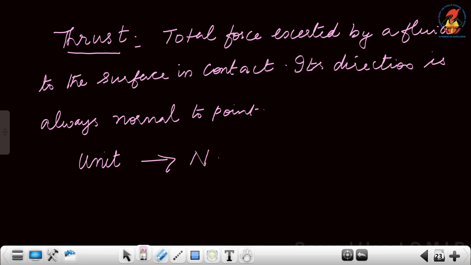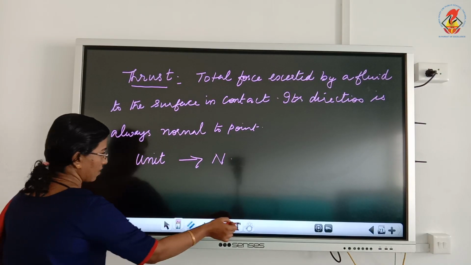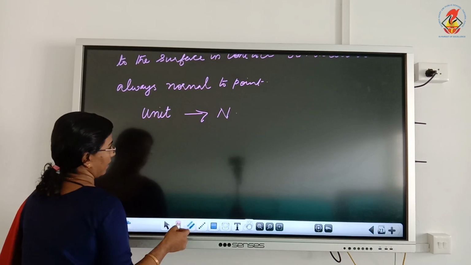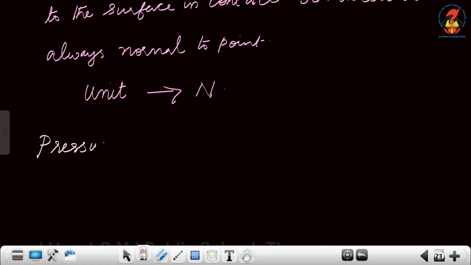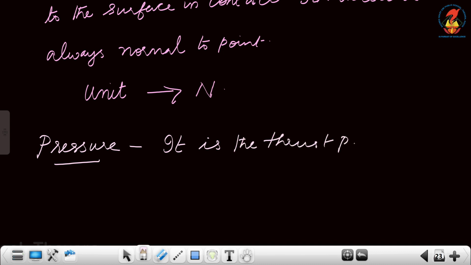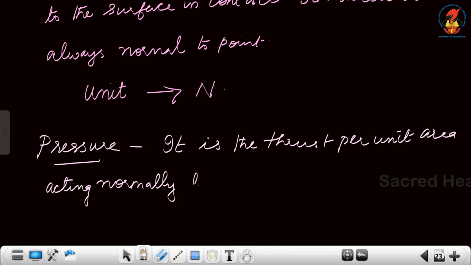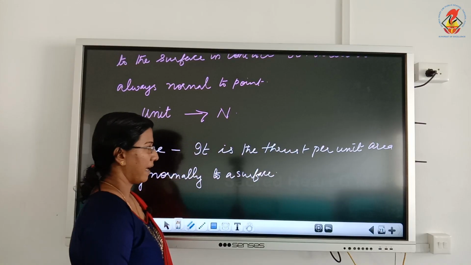And the next term which we mainly use in the case of fluid is pressure. Pressure is the thrust acting per unit area, acting normally to the surface. Not only surface, to all the directions.